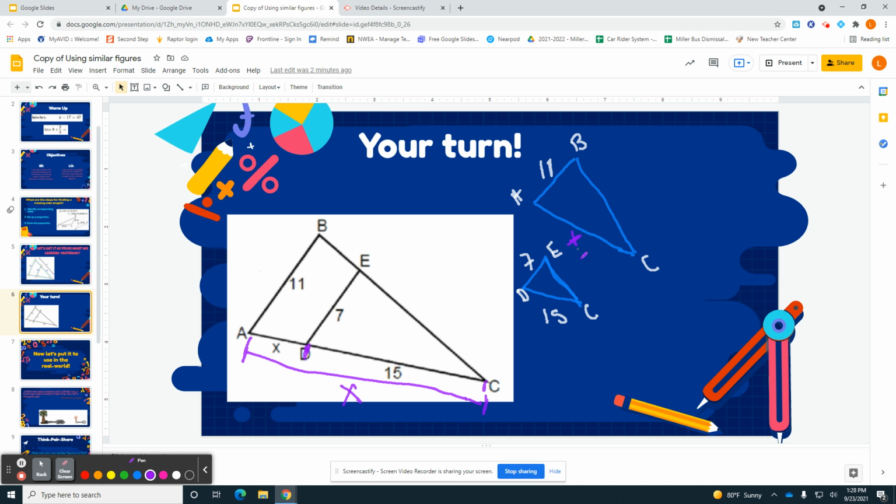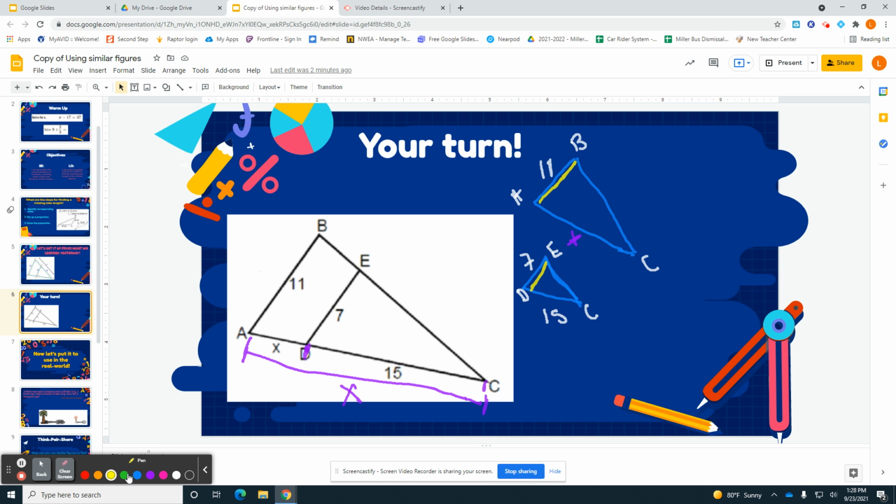Okay. So now that you have your sides, let's find our corresponding sides. So you have AB. AB is going to correspond with which one? If you said with DE, that is absolutely correct. Those two correspond. All right. So we said side length AB and side length DE correspond with each other.